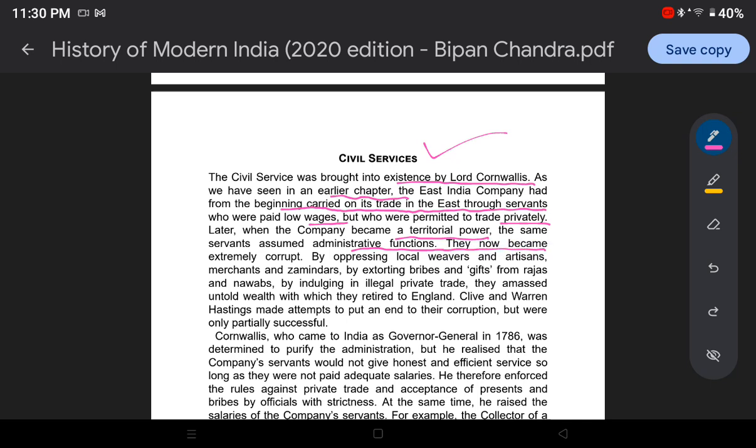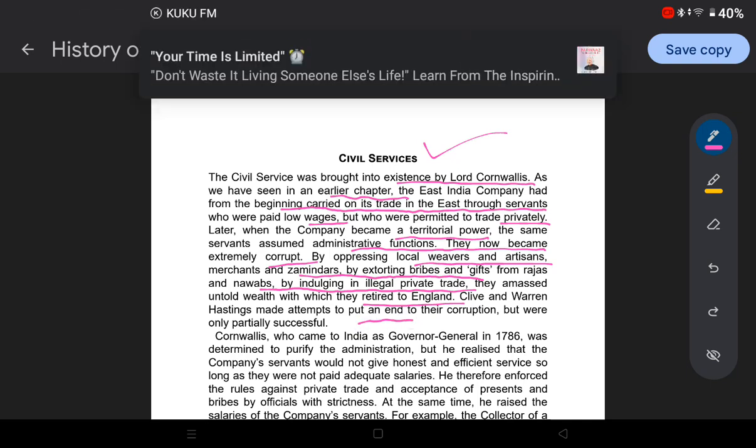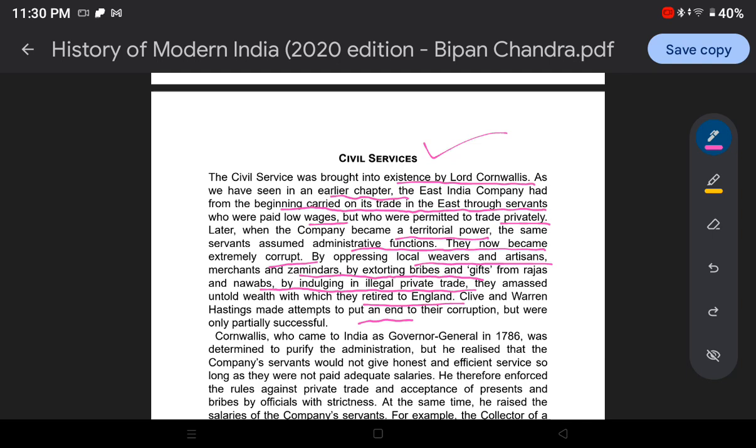They now became extremely corrupt by oppressing local weavers and artisans, merchants and zamindars, by extorting bribes and gifts from rajas and nawabs, and by indulging in illegal private trade. They amassed untold wealth with which they retired to England. Clive and Warren Hastings made attempts to put an end to their corruption, but were only partially successful.